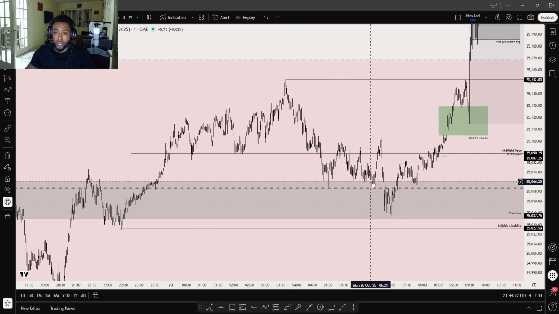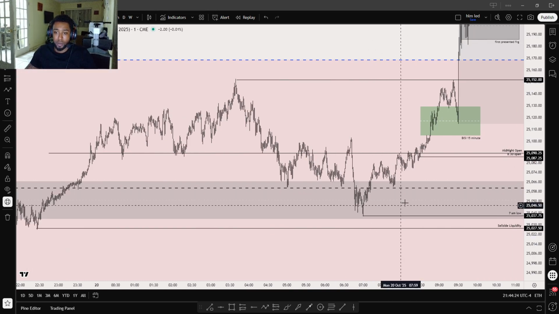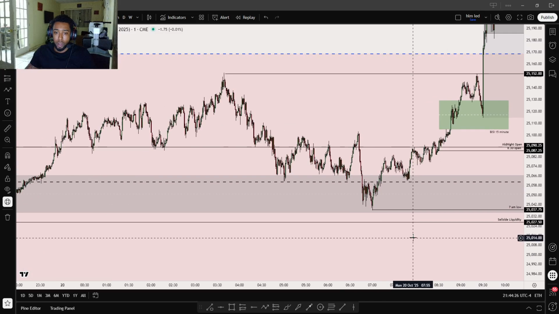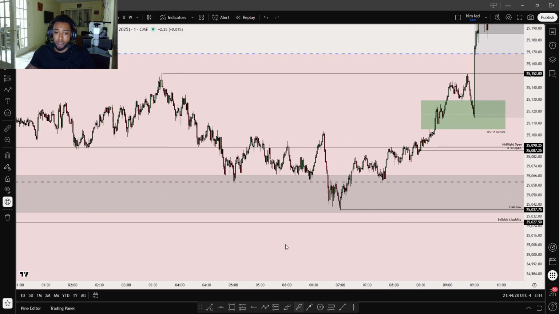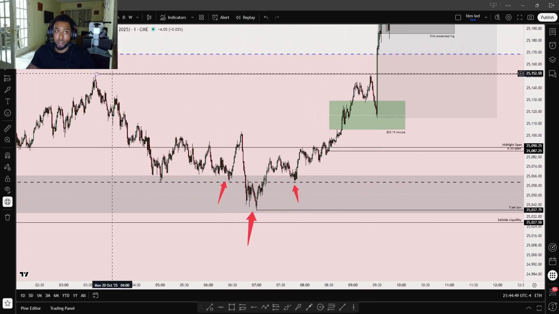So we're coming down, we tap into this new weak opening gap. You see how we left a short term low here, and we have another, an intermediate term low, and then we have another short term low on a higher time frame. So you see how this is on a 15-minute time frame.